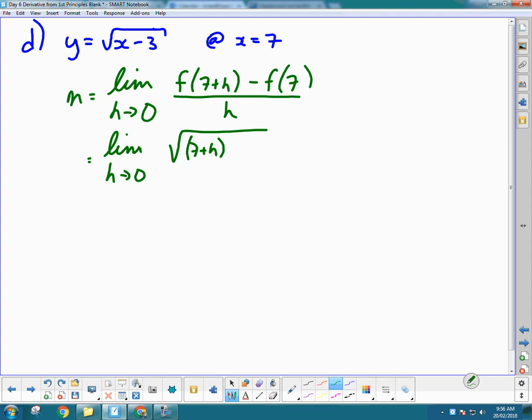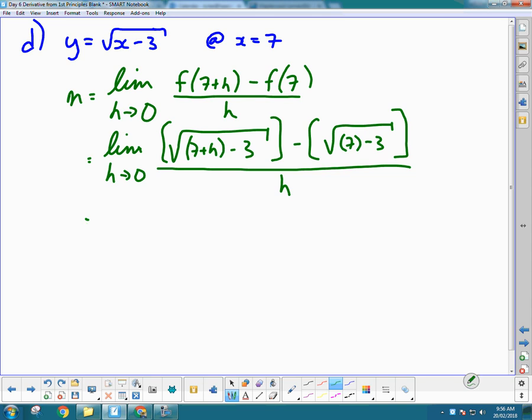The square root of 7 plus h minus 3, and then minus, I'll put this in square brackets, even though the radical signs kind of act as the square brackets, the square root of 7 minus 3, all over h. This is going to simplify to the square root of 7 minus 3, which is 4, plus h. So that step was right here. 7 minus 3 is 4. And over here is the square root of 7 minus 3, which is just 4, all over h.